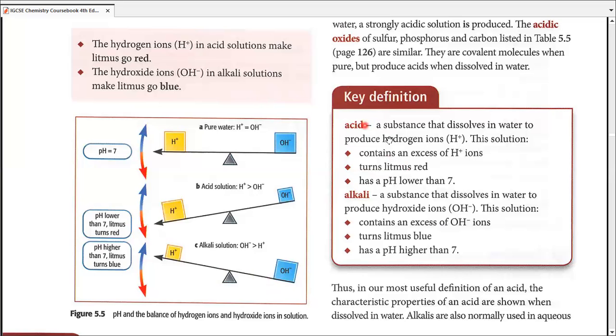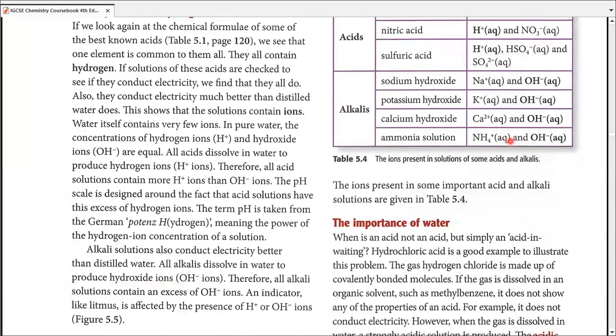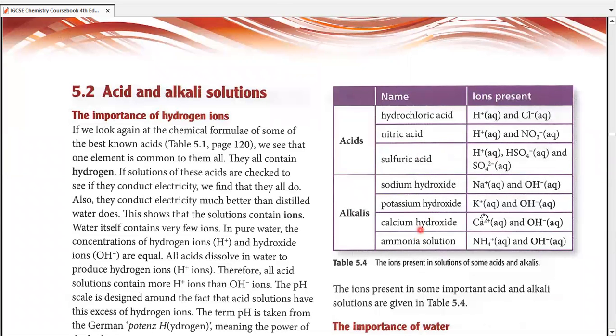So this gives us the key definition of acid and alkali. We can define it in terms of excess of ions, or which color litmus paper is going to turn to, or what kind of pH it's going to have. But there is one more important point over here that we need to keep in mind, that acids and alkalis actually give different ions in solution. You would notice something common in all the acids, and that is H positive ions. No matter what kind of negative ion it gives, chloride comes from hydrochloric acid, nitrate comes from nitric acid, sulfate or hydrogen sulfate comes from sulfuric acid, but all of them contain H positive ions, hence the word acid.